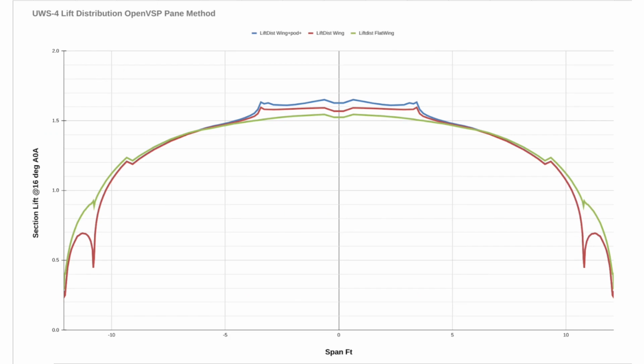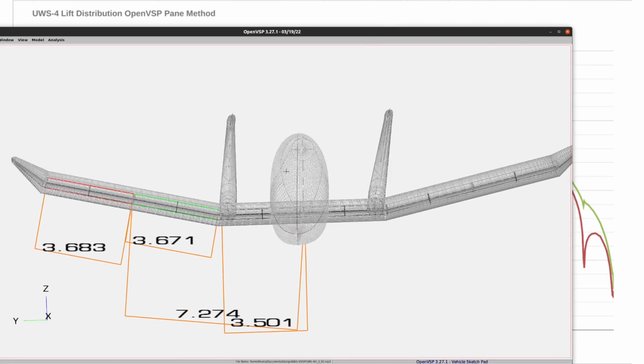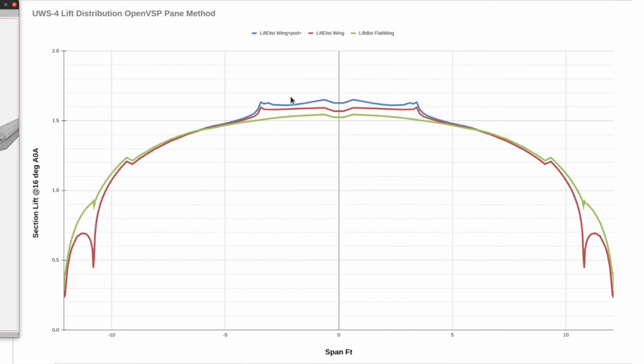And then the last thing I did was I included the pod and the booms. We did that calculation then, and that is this blue line here. So you can see that actually raised the lift just a little bit here in this center section. But other than that, it completely follows this red line, which is why you can't see it out here. It's underneath this red line. So the only thing that the pod and boom did is it raised it just a little bit.